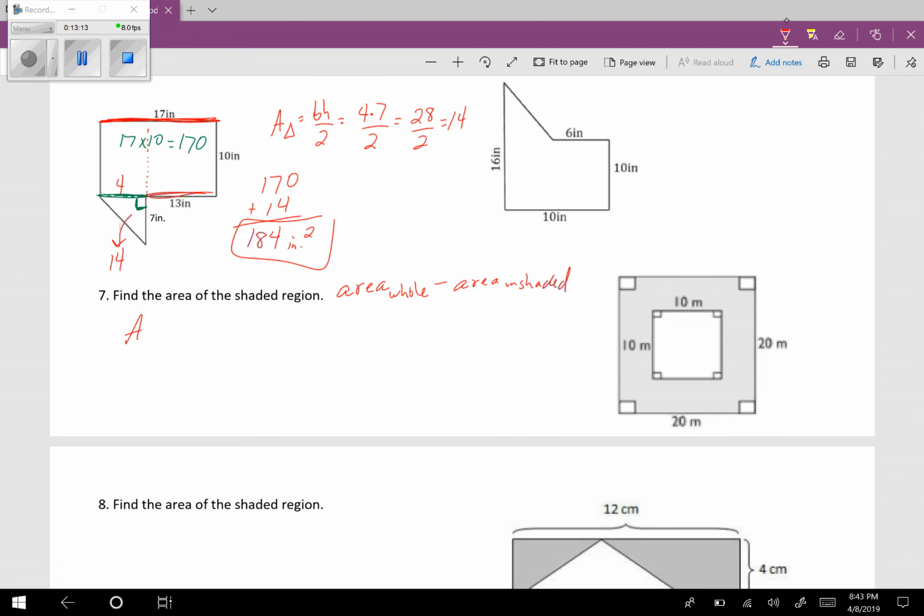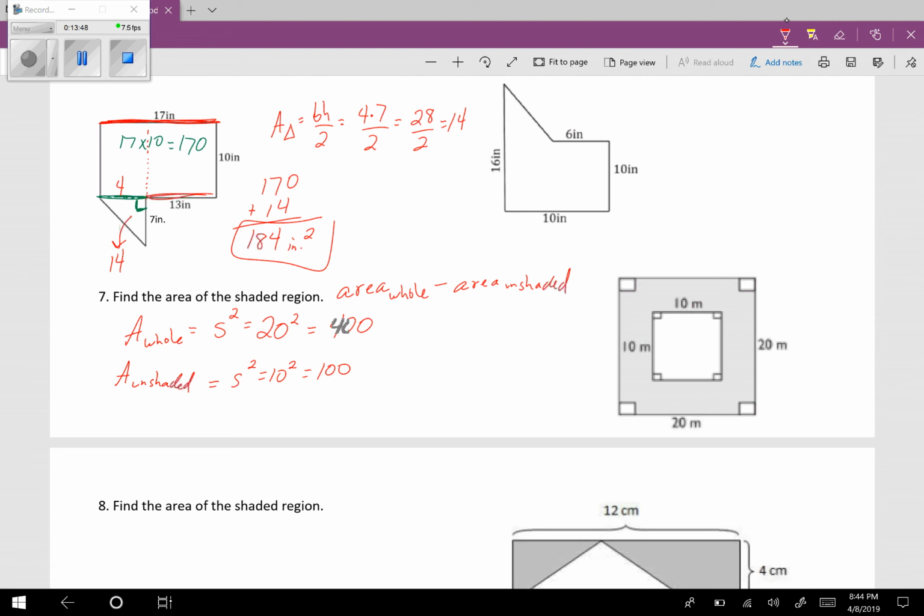So area of the whole thing. It's side squared. So the big square, it's 20. So 20 squared, which is 400. Now I got the area of the unshaded part. Okay, this is also square because it's 10 by 10. So it's side squared. So it's 10 squared, which is 100. And so now the shaded part only, it's going to be the whole thing minus the unshaded. So 400 minus 100, and you get 300, and it's meters squared.